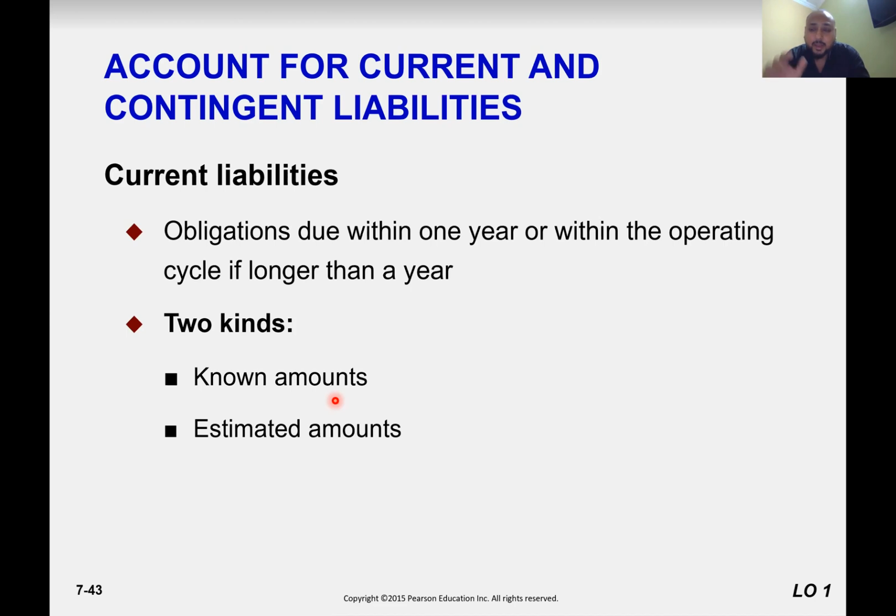It has an estimated amount, right? So for example, warranty payable. We don't know how many customers are claiming the warranty, but we have some kind of estimate. From our history and our competitors, we see that 1% or 2% will go for warranty, but we don't know the exact amount, right? So that's why there are two types of current liabilities: with known amounts and with estimated amounts.